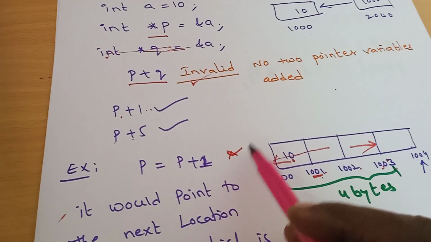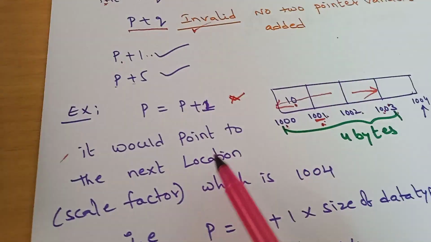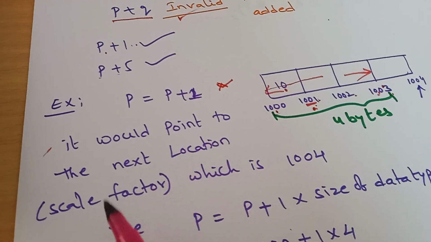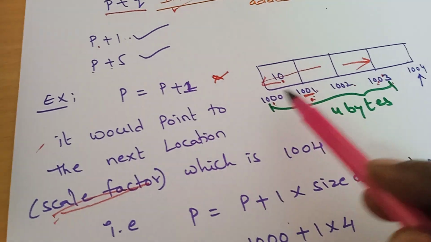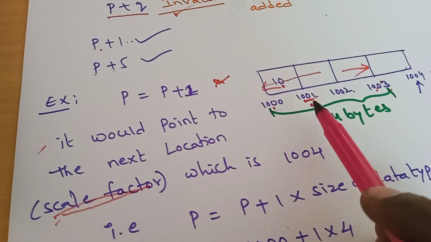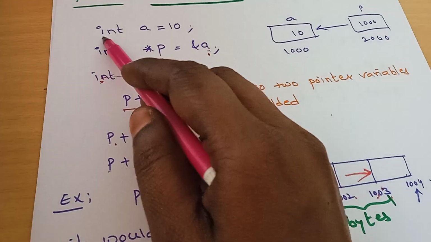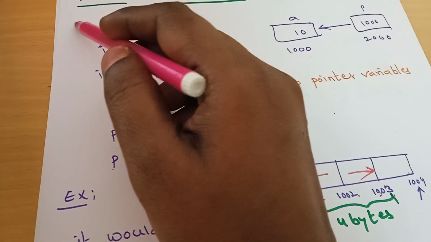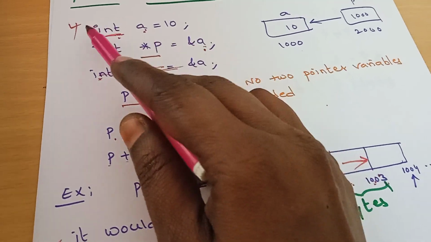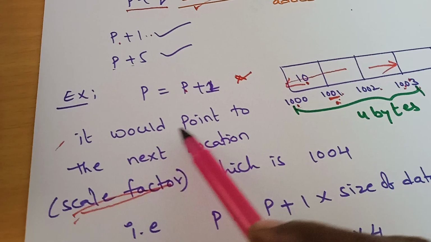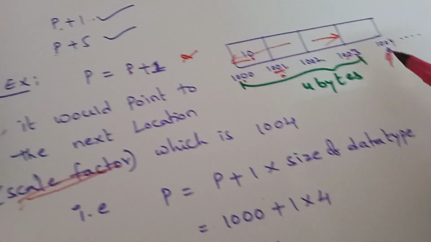This is valid, but the concept of plus 1 doesn't mean that you are adding the next digit. It would point to the next location, correct? It would point to the next location, not the index among these 4 bytes, but by the scale factor. What is the scale factor? If p is a pointer variable, p is holding the address of another variable. Now this variable has a data type which is integer. Now what is the scale factor of this variable? 4 bytes. Fine. So the data type is integer, the number of bytes taken by a is 4 bytes. Now what is the scale factor? 4 bytes. So it would point to the next location, which is 1004. So up to 1003 it is the data, right? From 1004 onwards it is a new one.